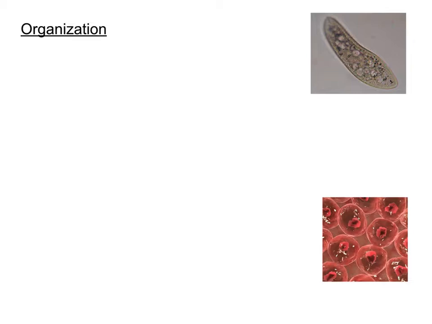Okay, so let's talk about this organization business a little bit. So organisms are going to be organized into different parts. And the first part we're going to talk about is the cell. The cell is the smallest unit of life. So the cell is organized in different ways to make the body or make the organism work and function correctly.